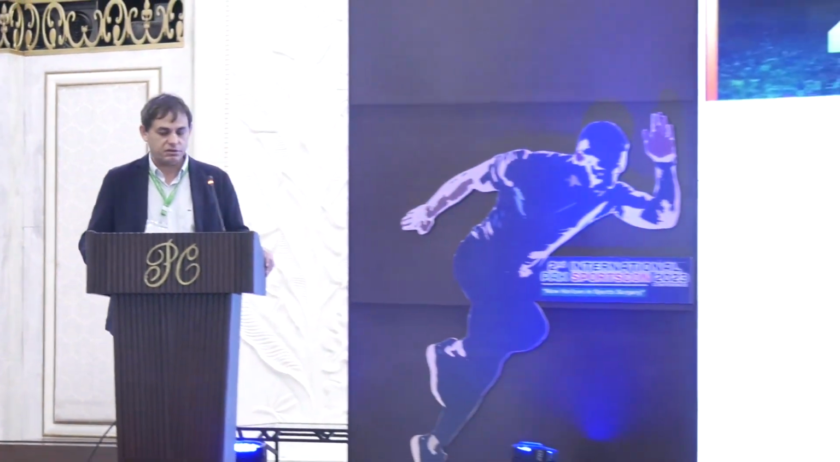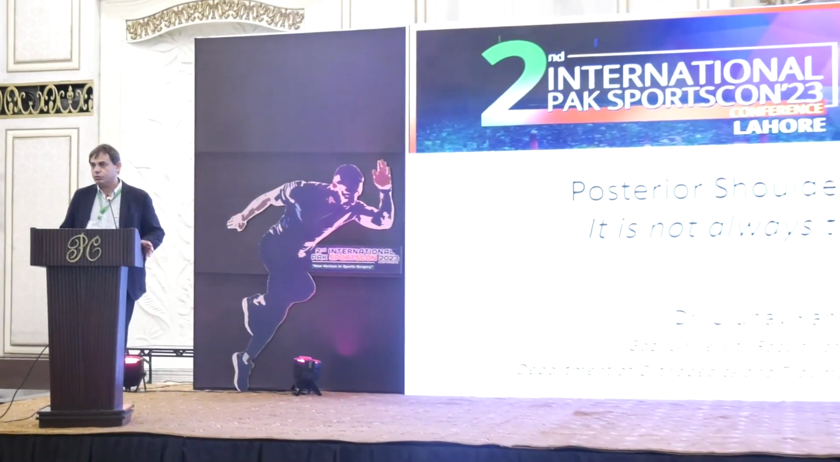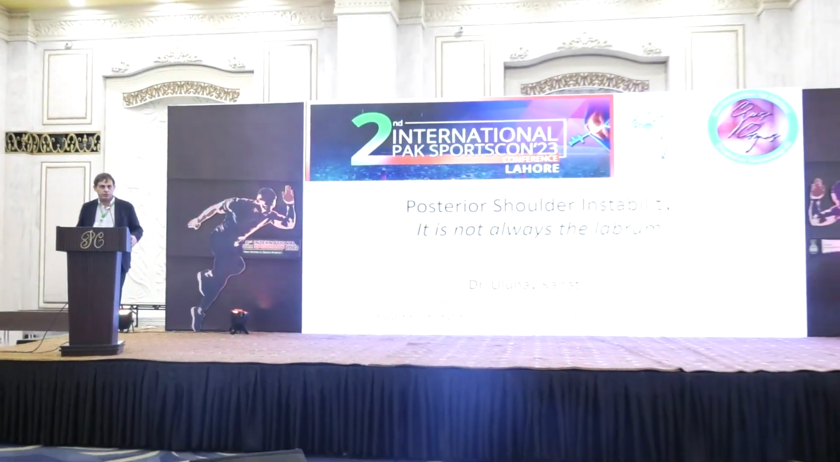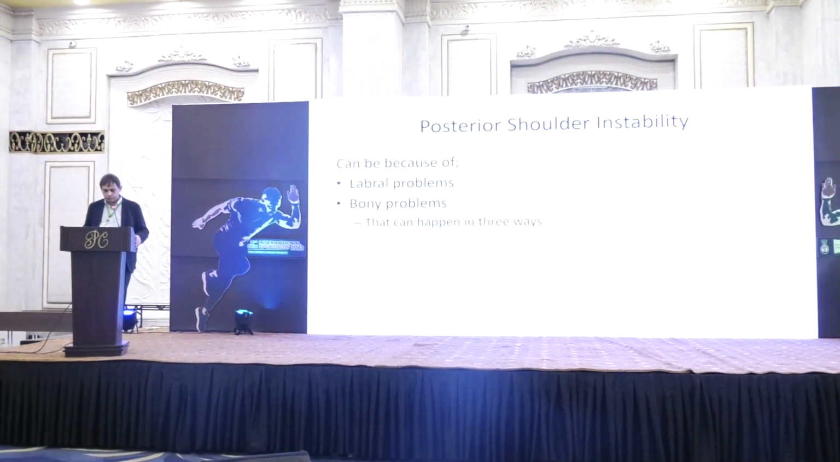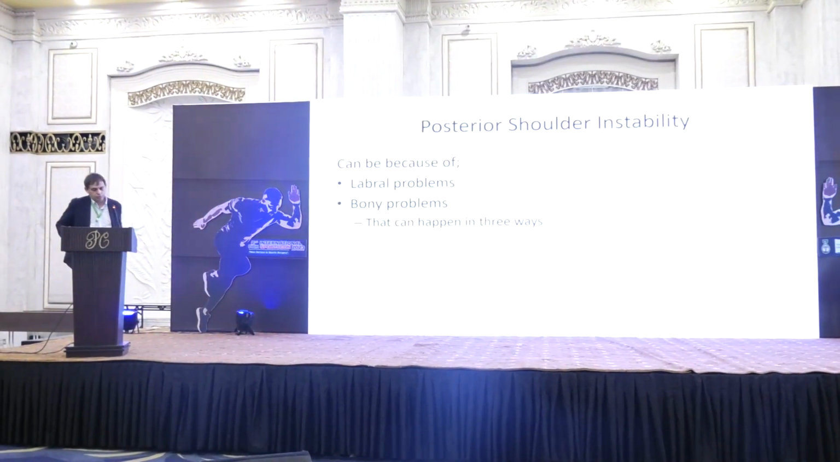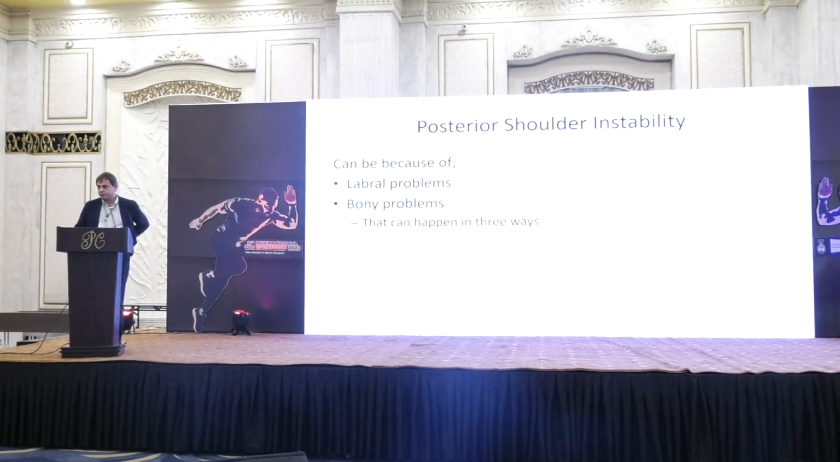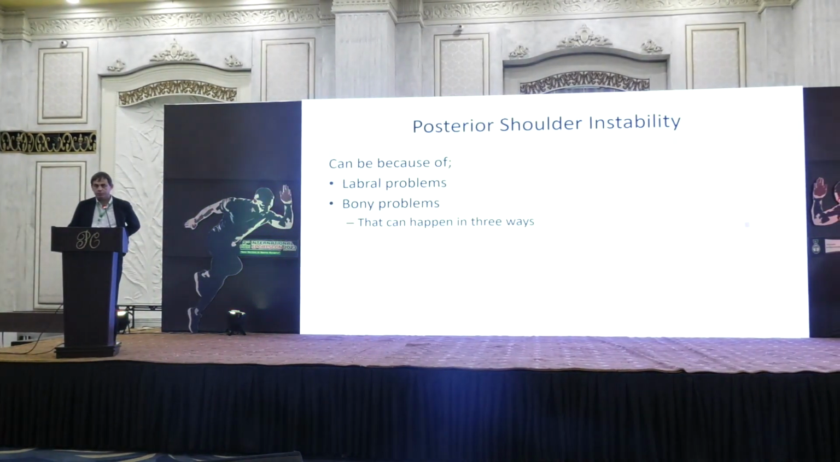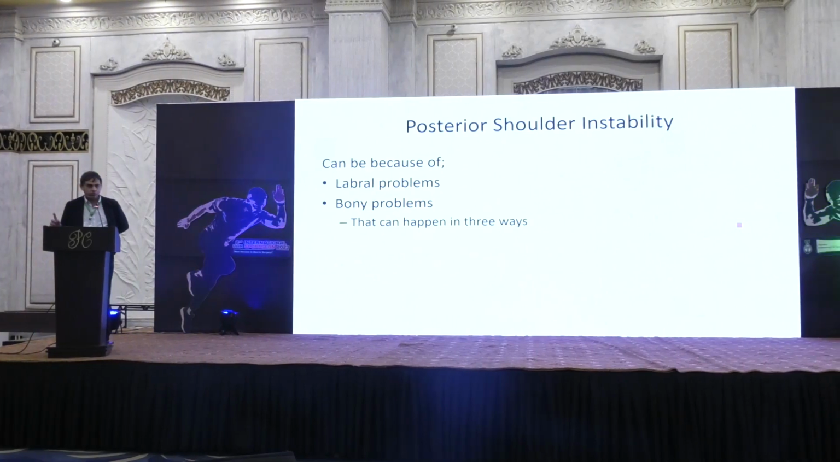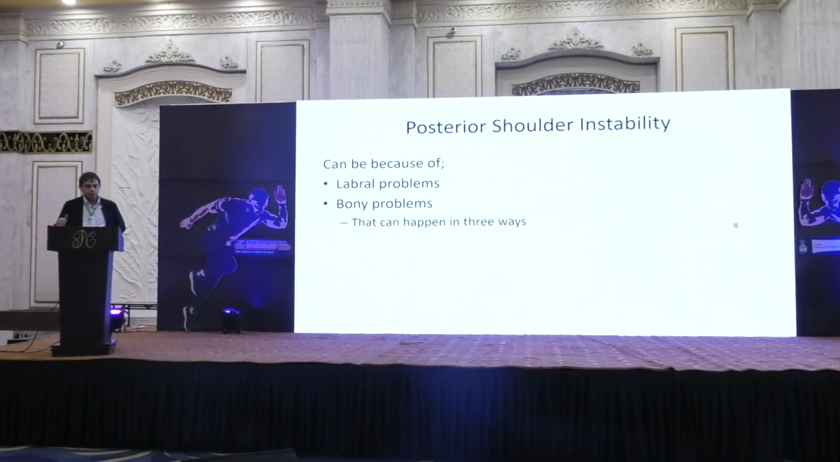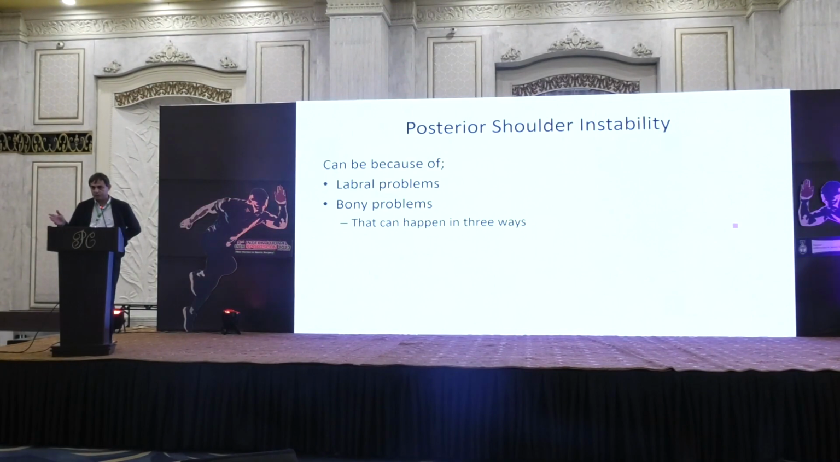I'm going to present posterior shoulder instability that is not because of the labral lesion. Most posterior shoulder instabilities are caused by labral lesions, but other than labral lesions, we see bony problems that can happen in three ways. I'm going to explain this in my talk.